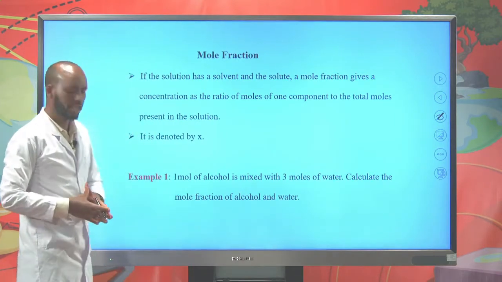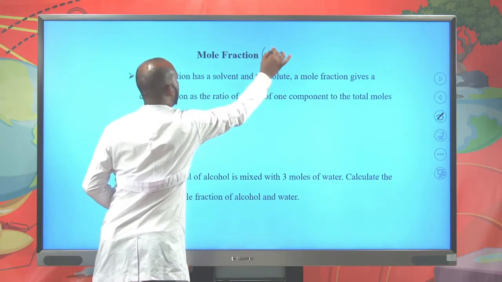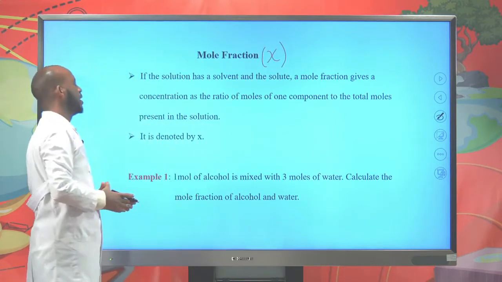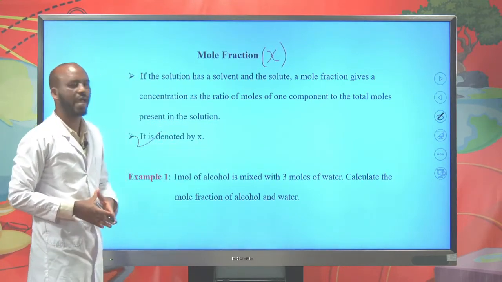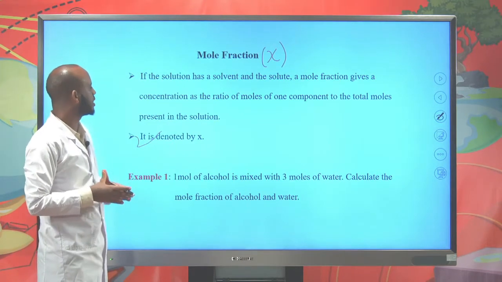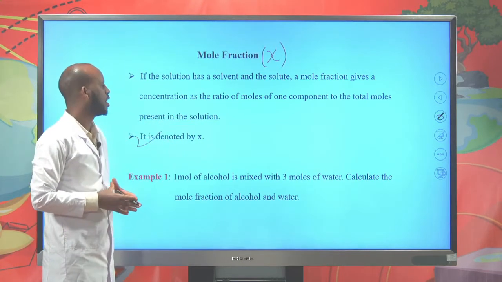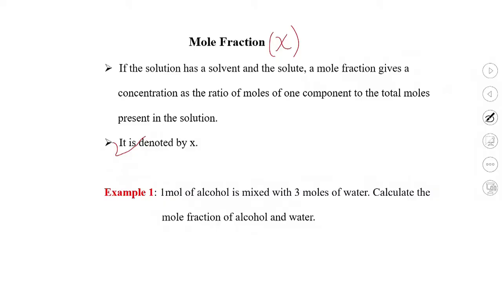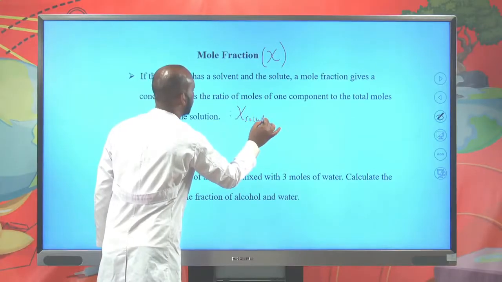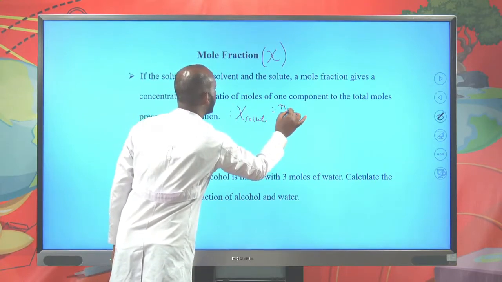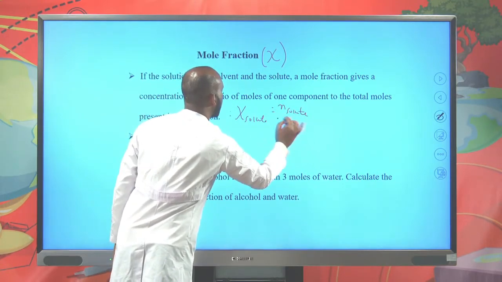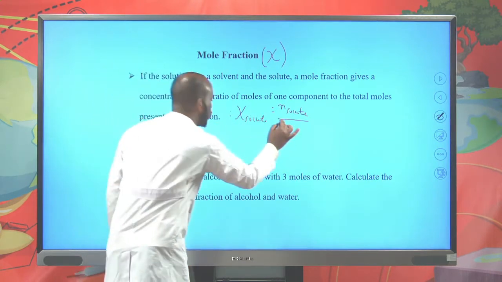Mole fraction is denoted by this symbol. If the solution has a solvent and a solute, the mole fraction gives a concentration as the ratio of moles of one component to the total moles present in the solution. If a solution contains a solute and a solvent, then mole fraction of the solute equals number of moles of the solute divided by number of moles of the solution.